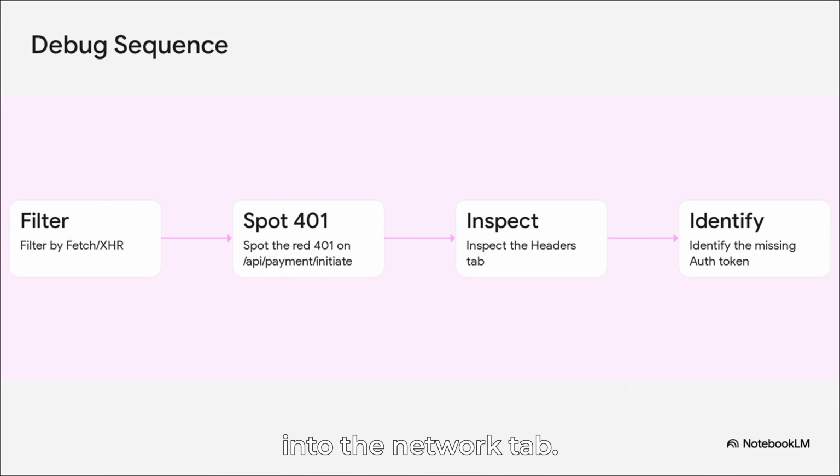We jump straight into the Network tab. First thing we do, we click that fetch/XHR filter. Instantly, amidst the total silence of the UI, DevTools practically screams the truth at us. We spot this bright red failing request hitting the API payment initiate endpoint. So we click it, we inspect the headers tab, and bam, there's the smoking gun. The authorization token is completely missing from the request header.